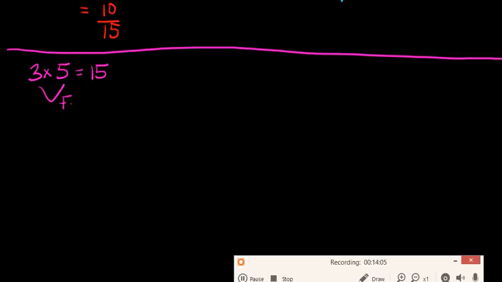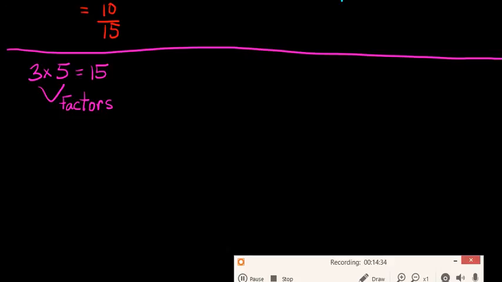3 and 5 are factors of 15. And when the only common factor that the numerator and the denominator have is 1, that fraction is in its simplest form, and we're going to call that simplifying. So let me show you an example.